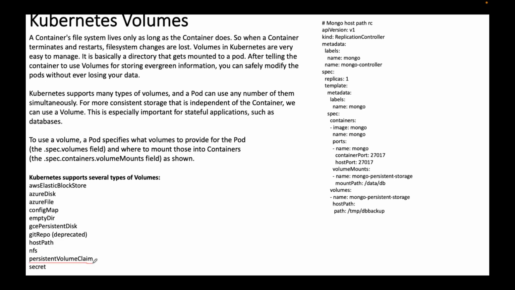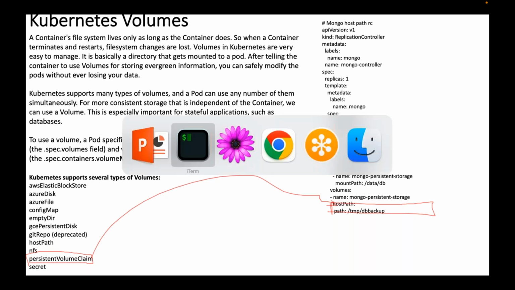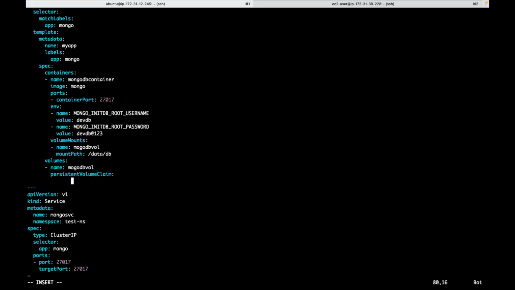Can I use something like this, persistent volume claim, in my pod manifest, instead of using host path, NFS like this? Persistent volume claim, claim name. I can give some name like Mongo, any name, Mongo PVC. But do I have this PVC created as of now?